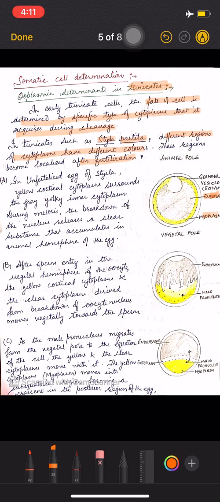So now during meiosis, what happens? This is the nucleus of the egg. When it enlarges a little, we call it the germinal vesicle. You can see here I have labeled it as germinal vesicle.